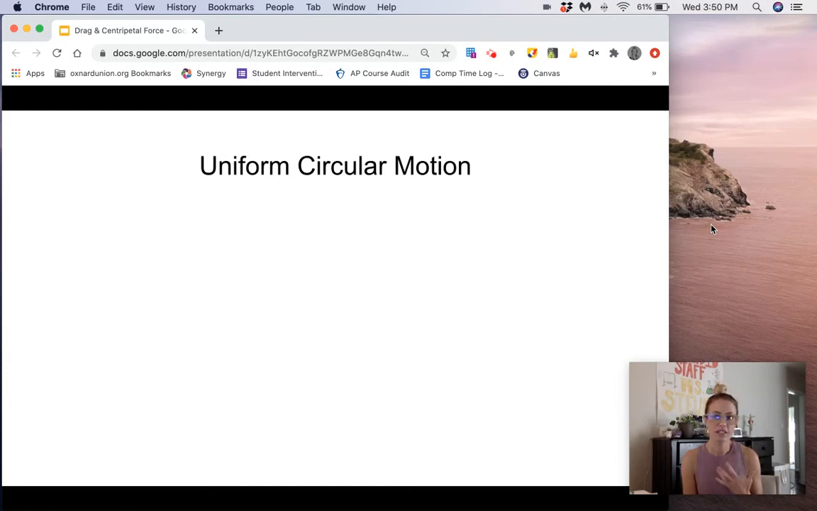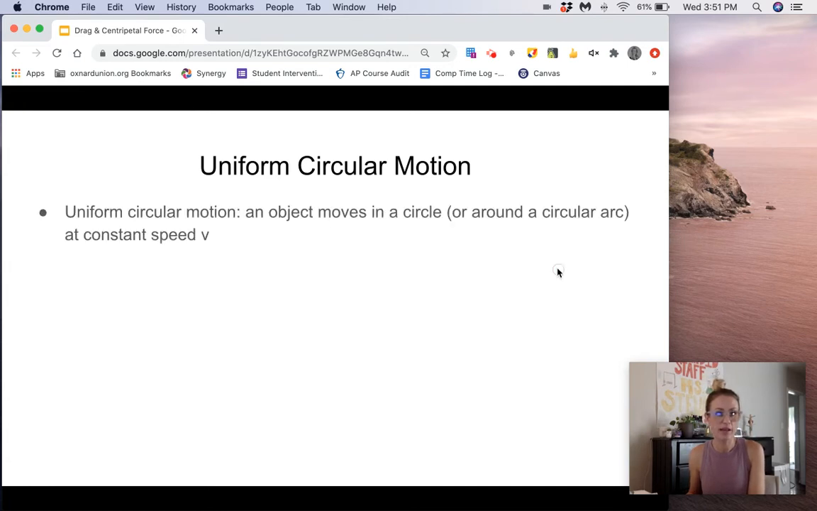So we've already talked a little bit about uniform circular motion because we talked about centripetal acceleration. This also won't be the last time we talk about circular motion because we'll revisit this when we talk about gravitation and orbits and things like that. So for uniform circular motion, again, it's when an object moves in a circle or around a circular arc.